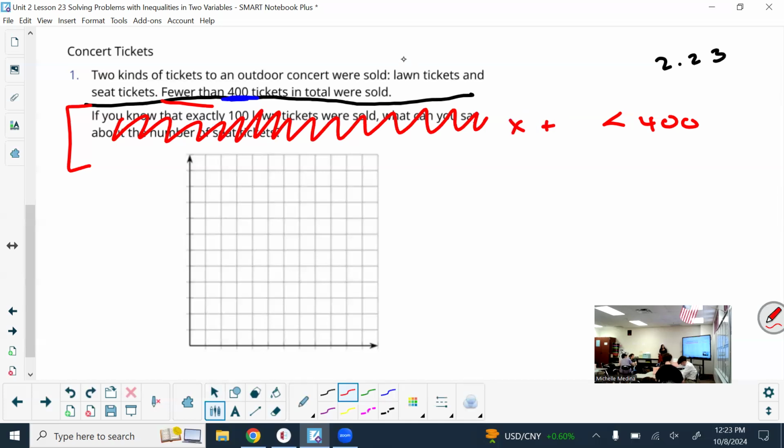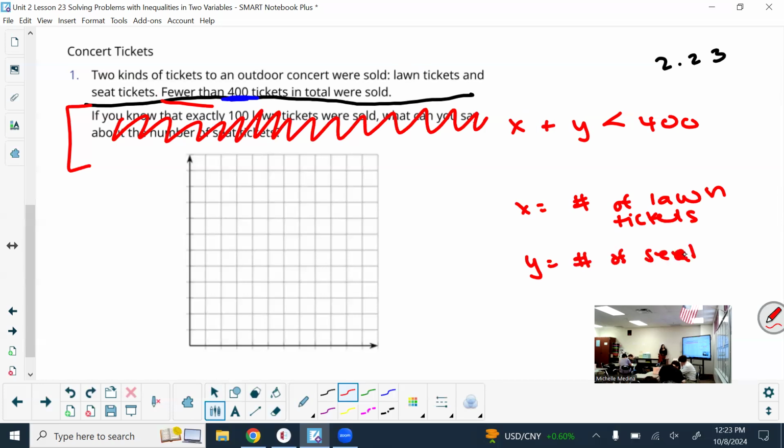So we can make X the lawn tickets, the number of lawn tickets. And we could make Y the number of seat tickets. And that's a number of, because you do need to define your variables. All right, and that makes sense. All I would have to do is count how many I sold of each, and we know that fewer than 400. Questions on that?